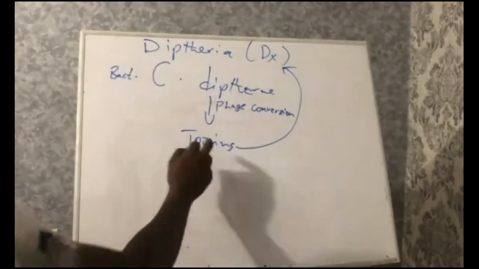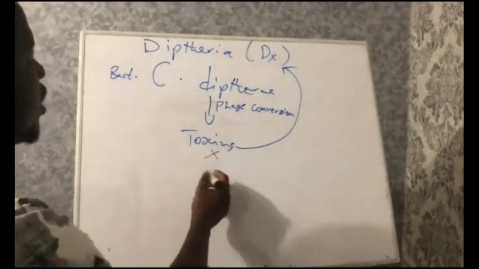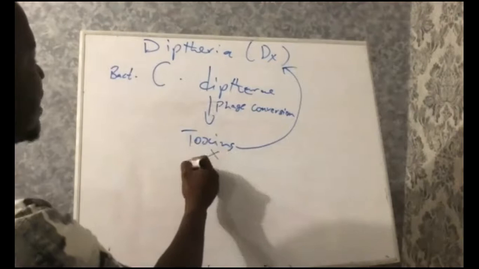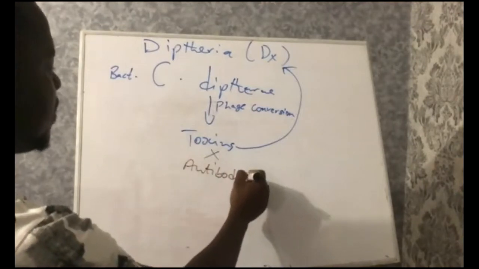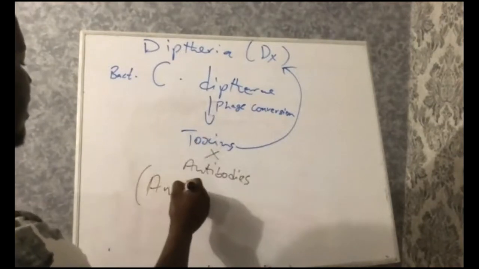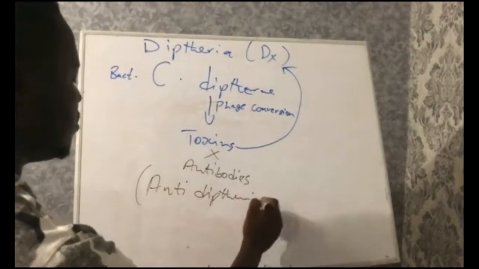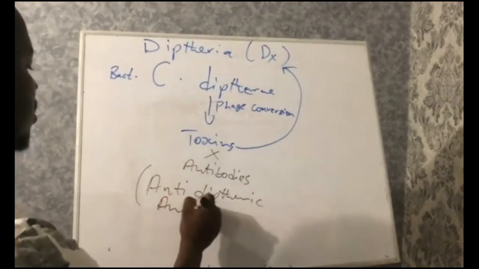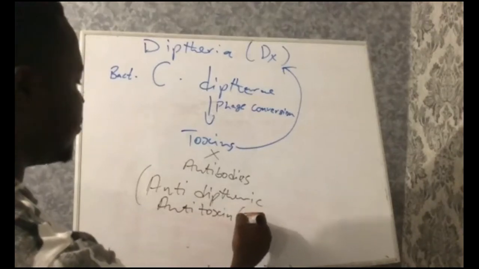So, how do we treat this diphtheria? We give something that can destroy this toxin, okay? And what we give to destroy these toxins are antibodies against this toxin, okay? And these antibodies are called anti-diphtheric antitoxin, okay? Or maybe they will say serum, okay?